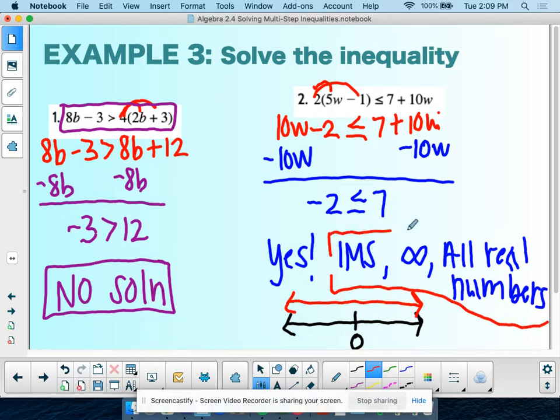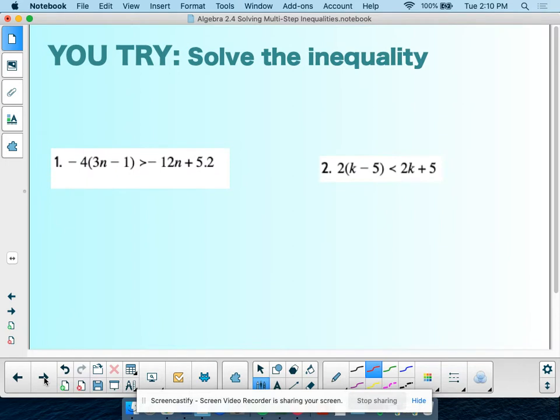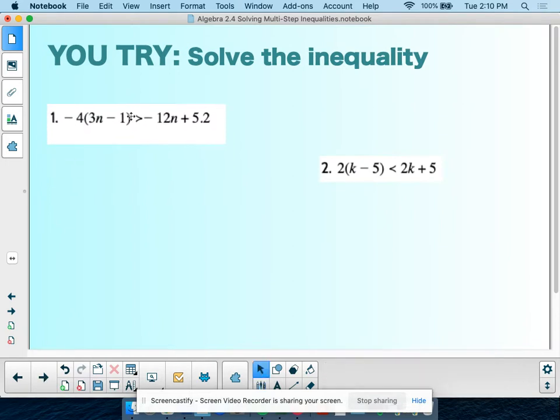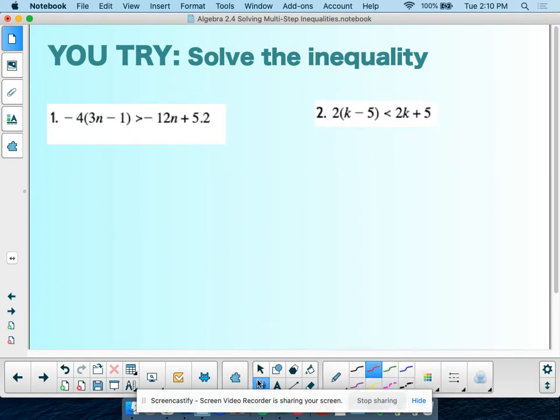So you can plug in any number into our inequality and get out an answer. Okay, I think what you should do right now is pause the video and do these two examples and see if you get the same thing as I did, okay? So I'm trusting you to pause the video and try these on your own. Go.